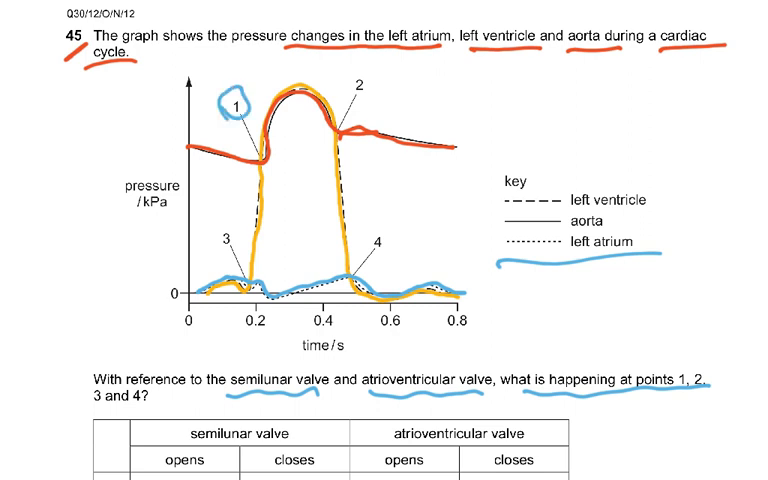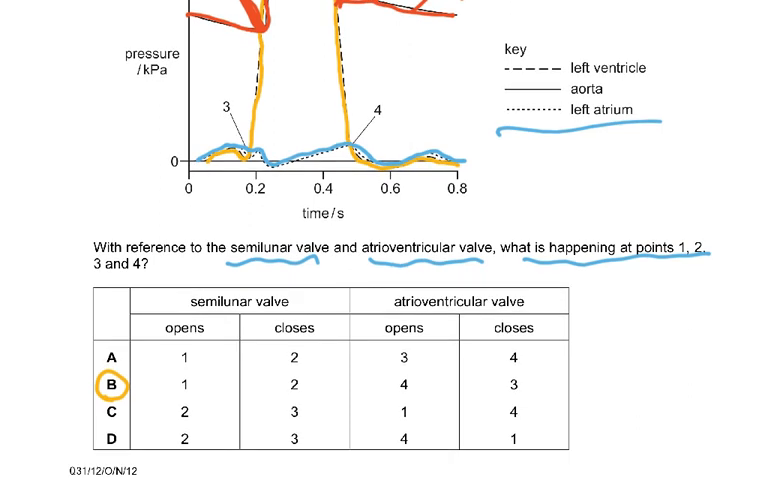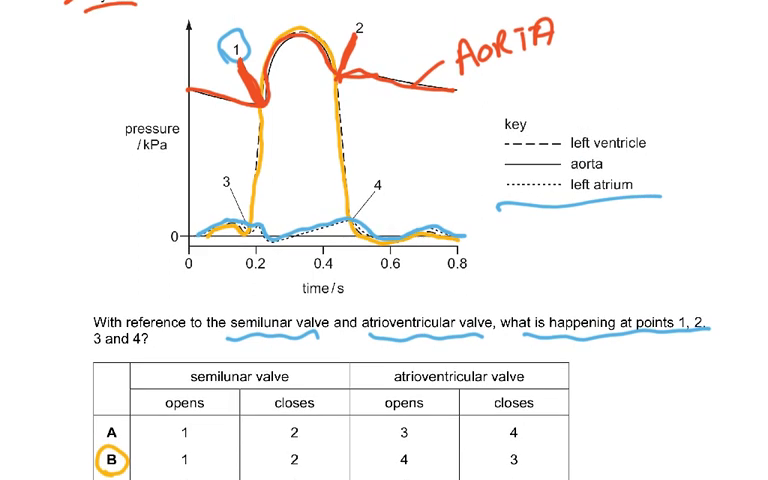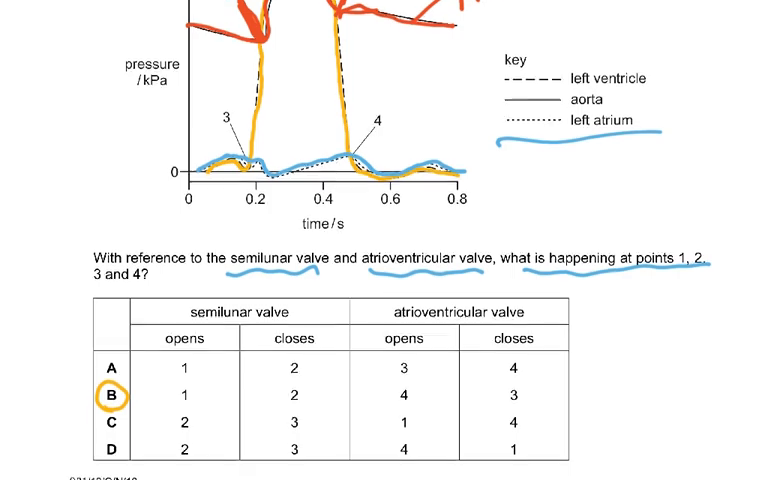I told you 1 is important because this is the aorta. When will the pressure in the aorta increase? When the aortic valve opens here at this point. Aortic valve closes here at point 2. At 1, the aortic valve opens. At 2, the aortic valve closes. So aortic valves are semilunar valves. So at 1, semilunar valves open, at 2 they close. Atrioventricular valves open at 3, close at 3, open at 4. So you have to understand this.